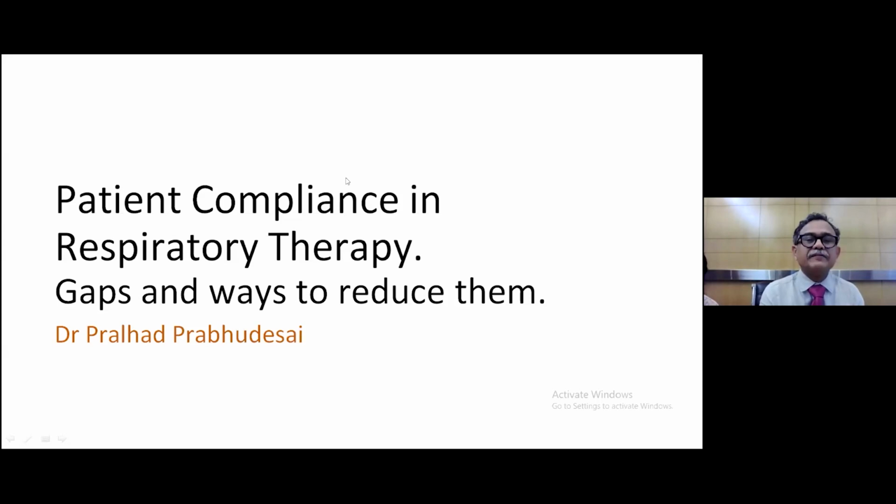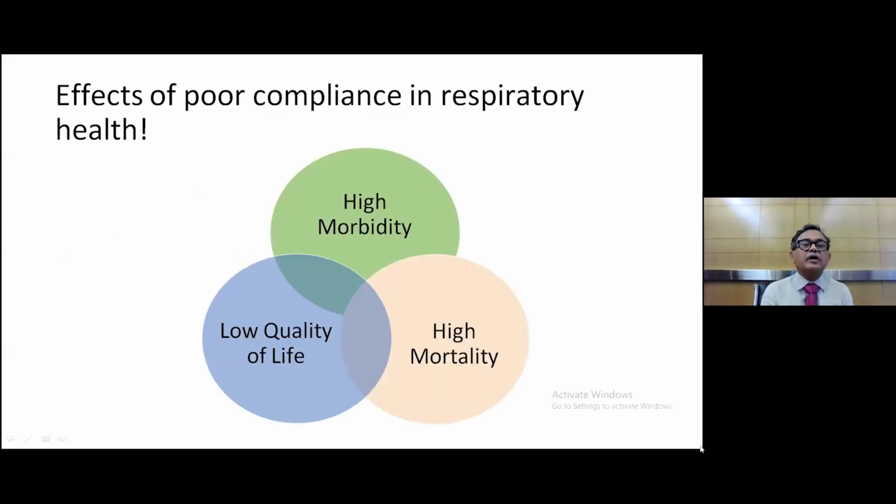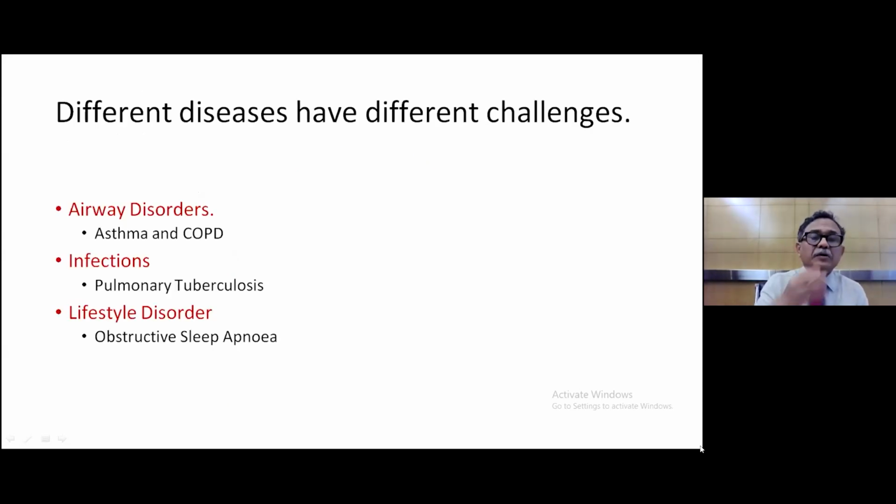Today's topic is a little different. My topic is patients' compliance in respiratory therapy, the gaps and the way to reduce it. We all know that if the patient is not compliant, then his quality of life gets affected. He has got high morbidity and of course mortality. And we have here taken 5 diseases which are very practical and very common in our practice: asthma, COPD, pulmonary tuberculosis, and obstructive sleep apnea.